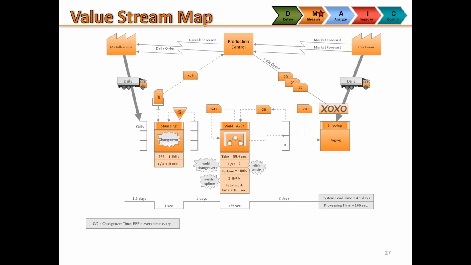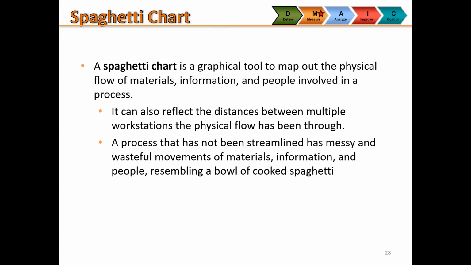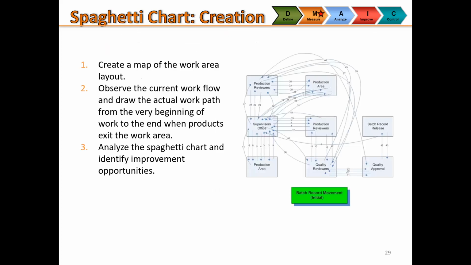And then spaghetti chart, pretty easy. I just did 2 of them today for Atlas, actually, because it's part of their gold question. But it's another way to hand somebody a diagram, and you guys done any of this? And you can kind of see how much traveling around things are doing. You create a map of the work area, first the layout, you observe the current workflow, and draw the actual work path from the beginning to the end, and then analyze a spaghetti chart to identify.